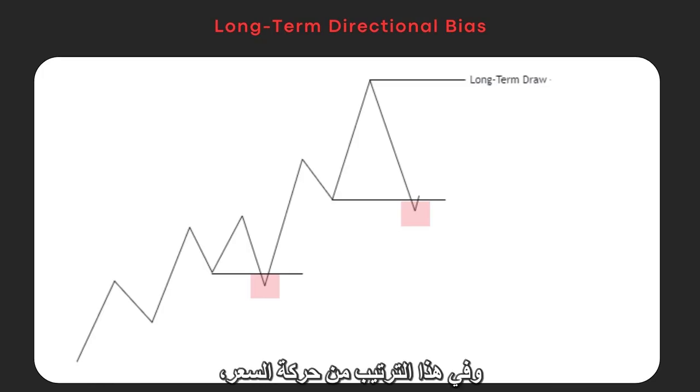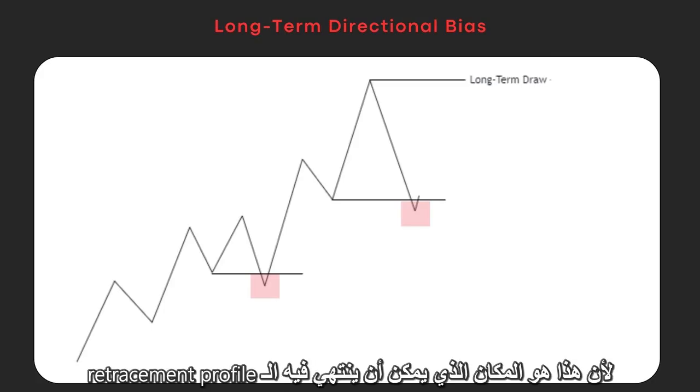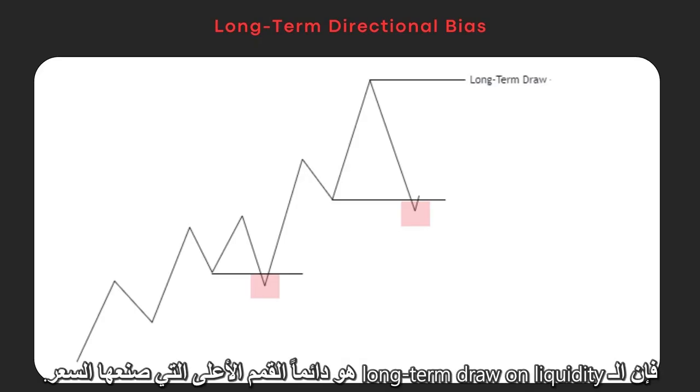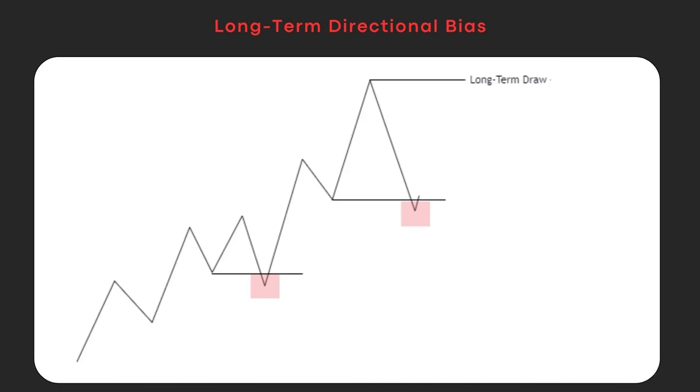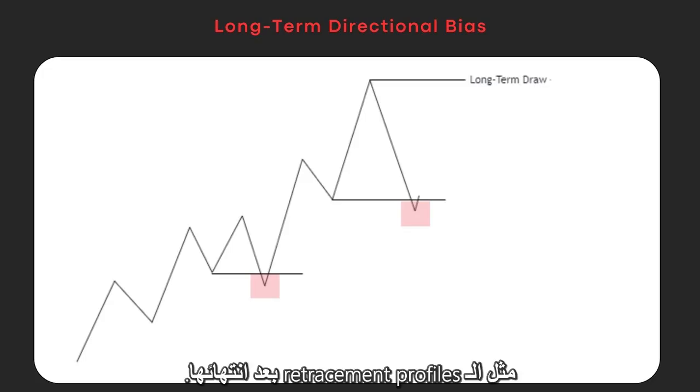In this sort of price action, the short-term down liquidity is always the lows, because that's where the retracement profile could end. And when price rejects below the lows to take out and purge liquidity, after that the long-term down liquidity is always the higher highs that price made. That's where the major movements would occur, right? After the immediate smaller movements like retracement profiles are done.